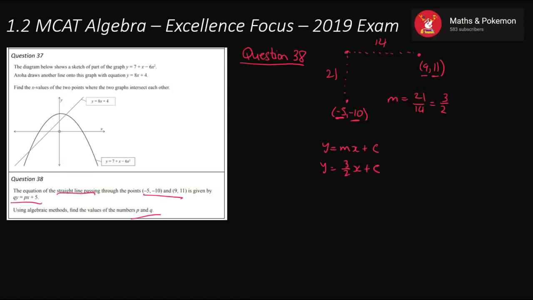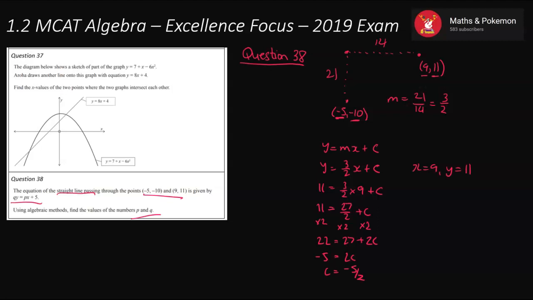I'm now going to substitute in either of these points as x and y to find that c value. I'm going to use the positive values, 9 and 11. So x should be equal to 9, y equals 11, just because I'm less likely to make mistakes using the positive numbers. So we've got 11 is equal to 3 over 2 times 9 plus c. 11 is equal to 27 over 2 plus c. Simplifying all this, I'm just going to times everything by 2 to make the fractions a bit easier to deal with. So 22 equals 27 plus 2c. So negative 5 is equal to 2c. C is equal to negative 5 over 2.